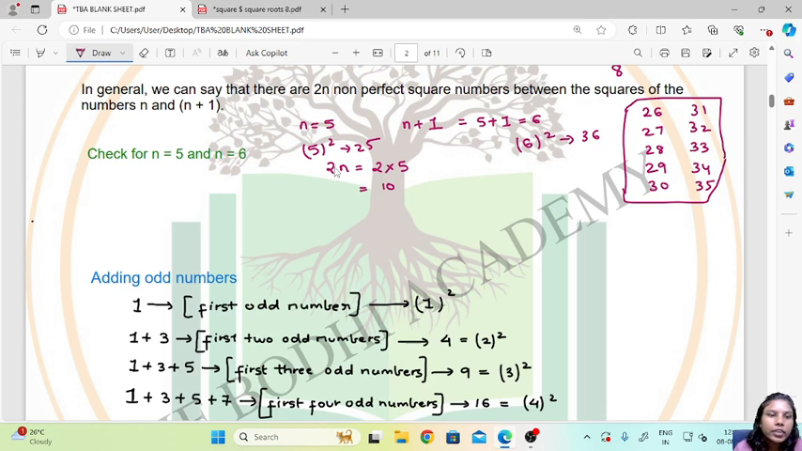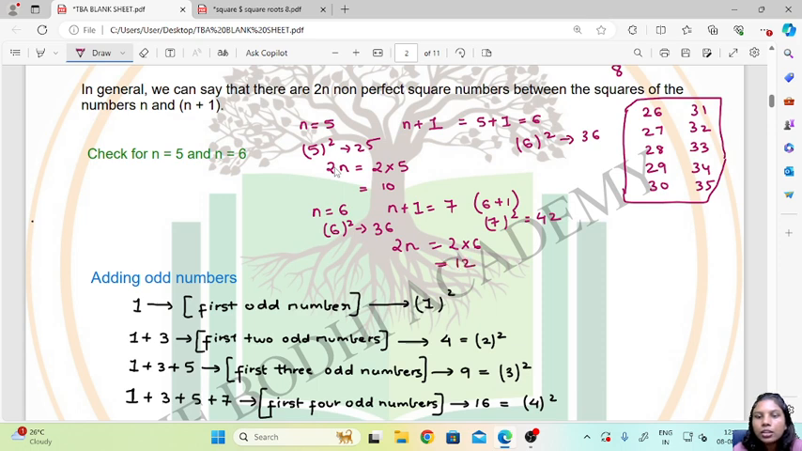Next we can even do it for n equals 6. If n equals 6, then n plus 1 will be 7. Now find the squares of them. 6 square will be 36 and 7 square will be 49. If you have to find the numbers in between them, 2n, so 2 into 6, 6 twos are 12. So we can find it in this way also.